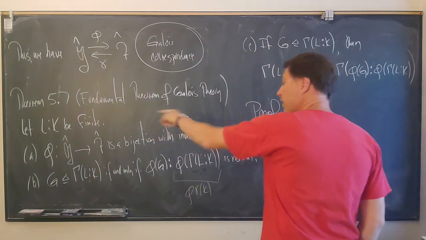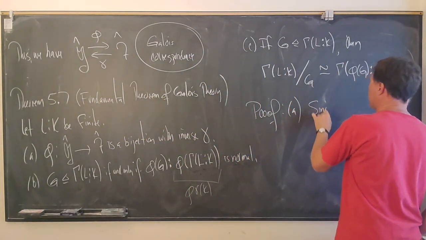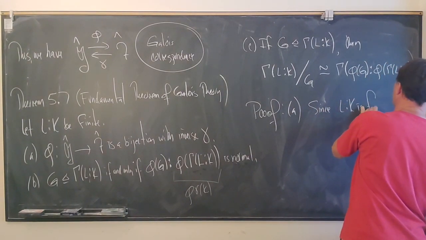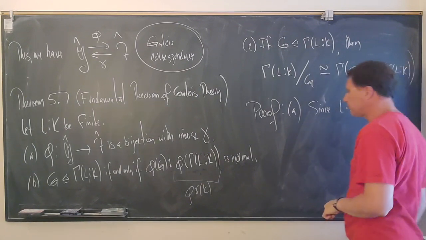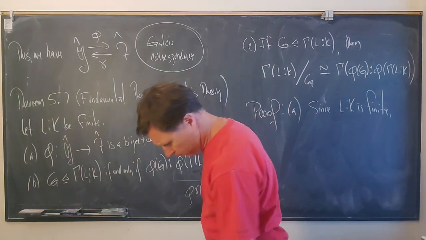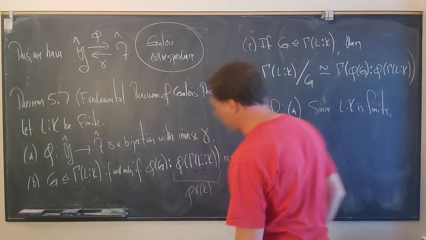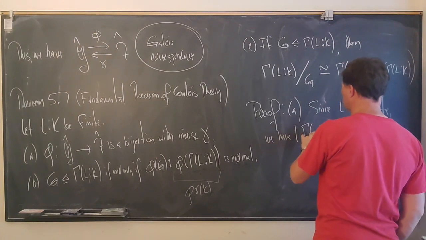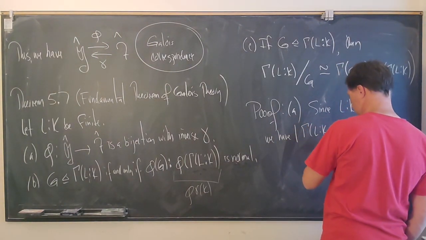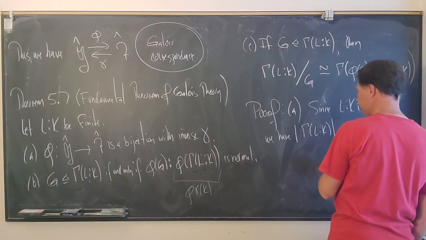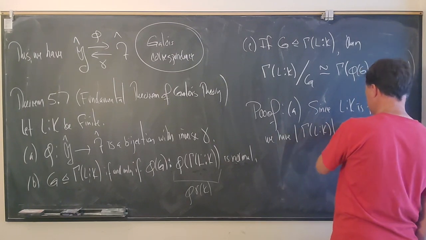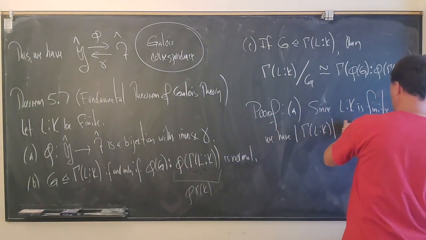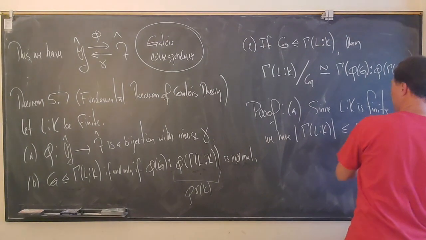So we're assuming that we've got a finite extension. So since L over K is finite, what do I need to say? Oh, right, so we know that the order of the Galois group is less than or equal to the degree of the extension. That was theorem 5.5.